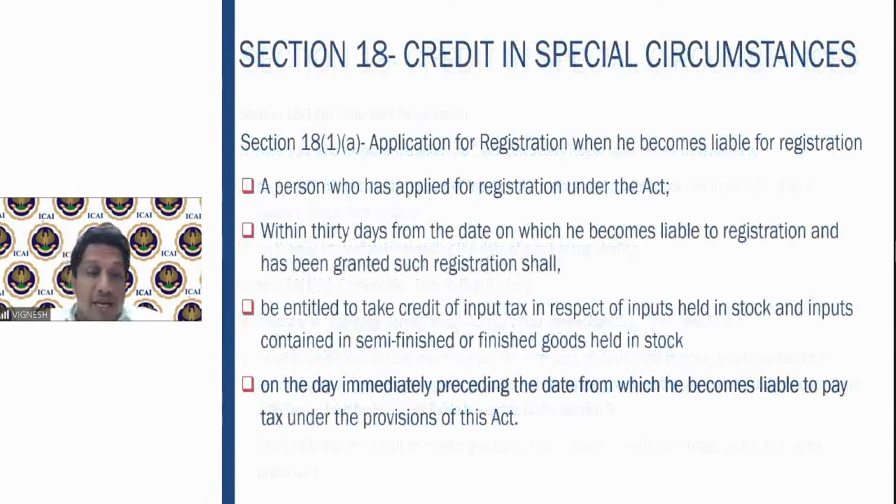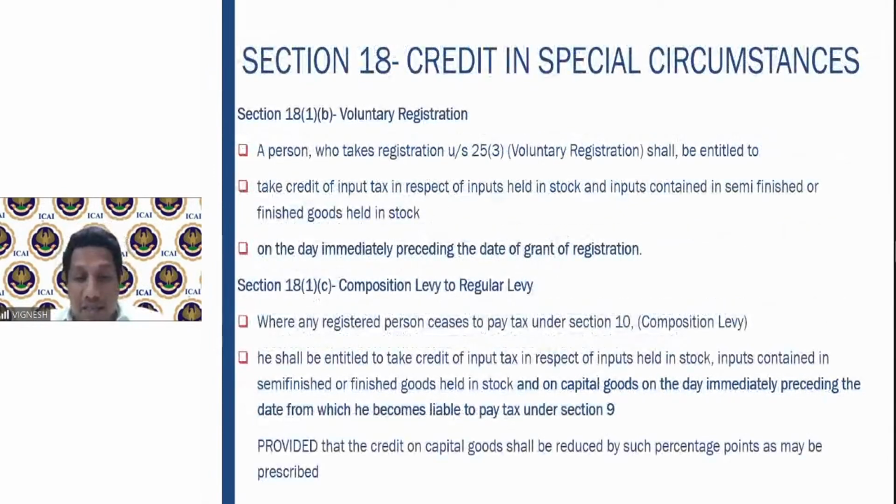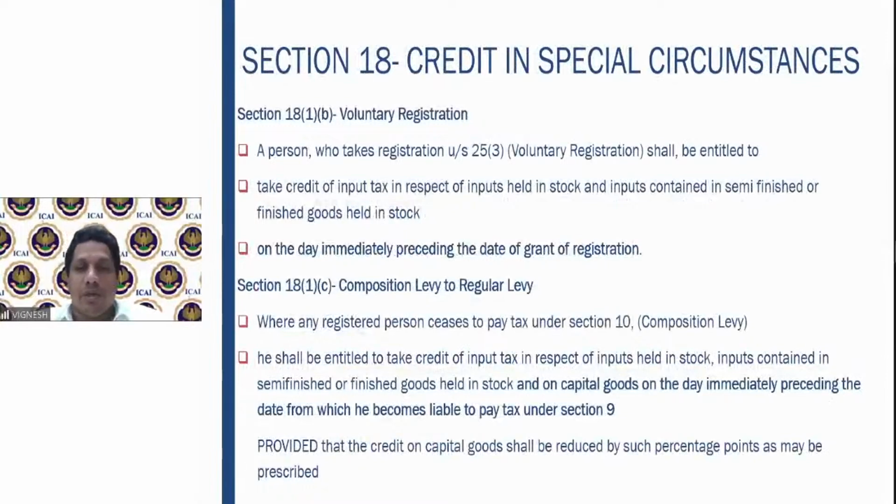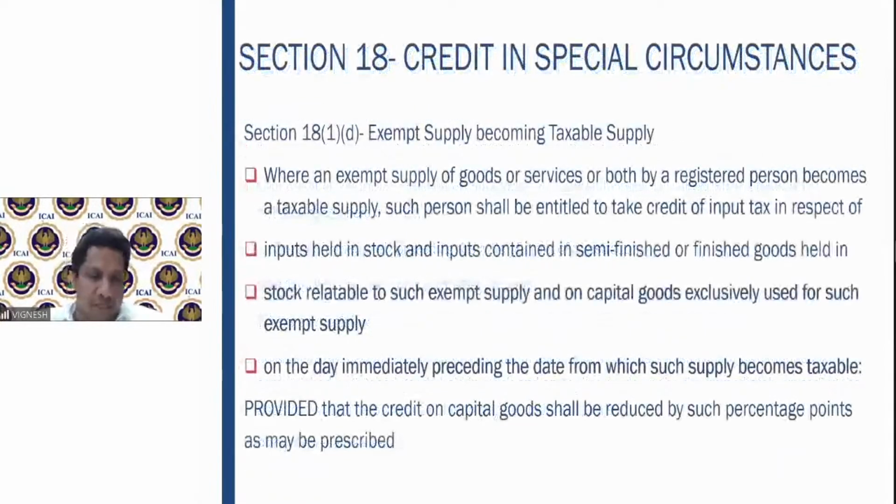In the first two cases, capital goods are not covered. In this case, capital goods are also covered here. Whenever he becomes liable to pay the tax under section 9, on a day preceding that date, whatever capital goods are there, he can claim the input tax credit. But for capital goods, it will be reduced by such percentage points as may be prescribed. We have seen those percentage points also.